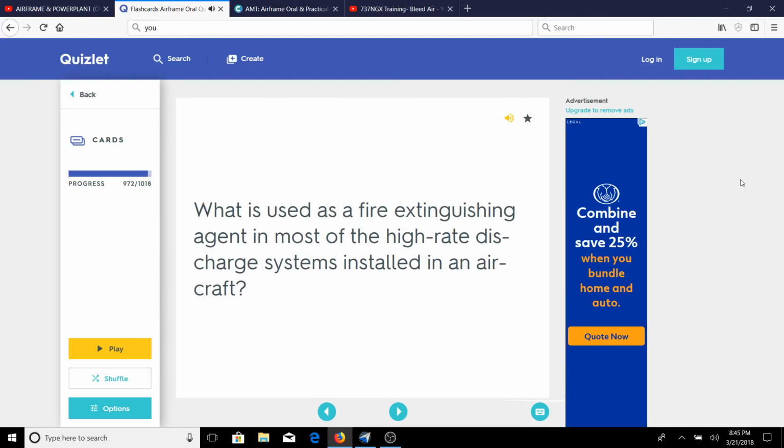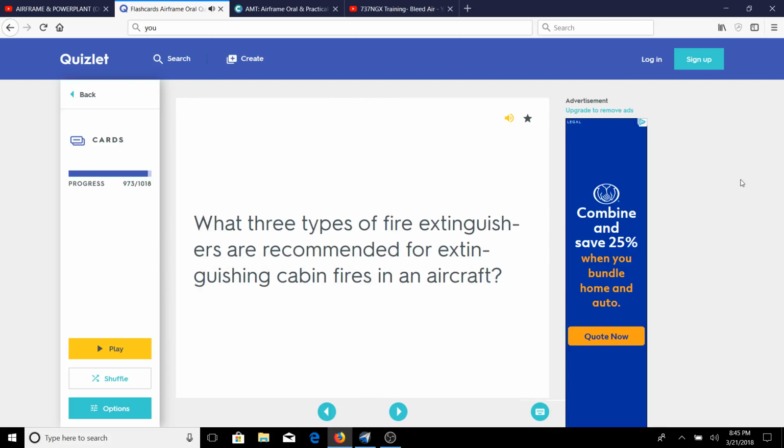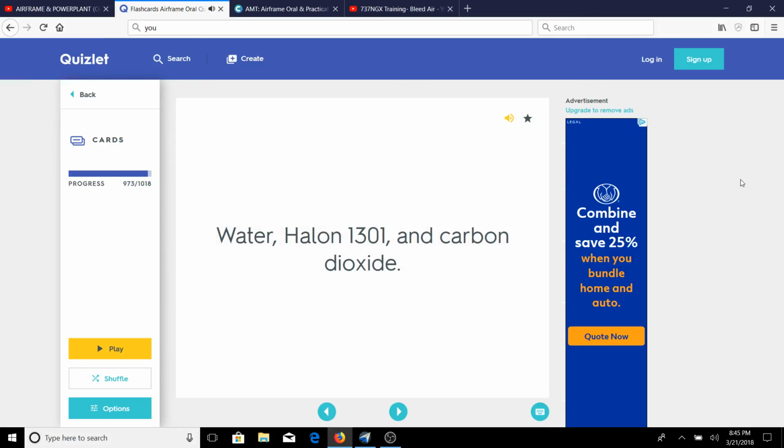What is used as a fire extinguishing agent in most of the high-rate discharge systems installed in an aircraft? One of the halogenated hydrocarbons, such as halon 1301, pressurized with nitrogen. What three types of fire extinguishers are recommended for extinguishing cabin fires in an aircraft? Water, halon 1301, and carbon dioxide.